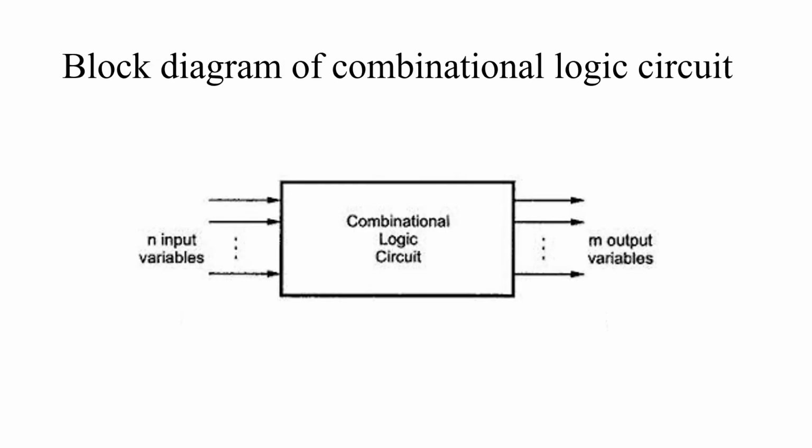So this shows the block diagram of a combinational logic circuit. Here we have n input variables and we have m output variables. So these outputs are dependent on these present input variables. There is no requirement of any feedback in this combinational logic circuit.